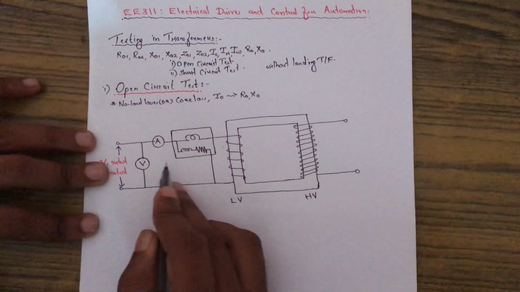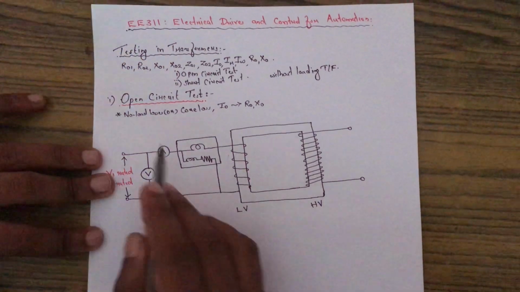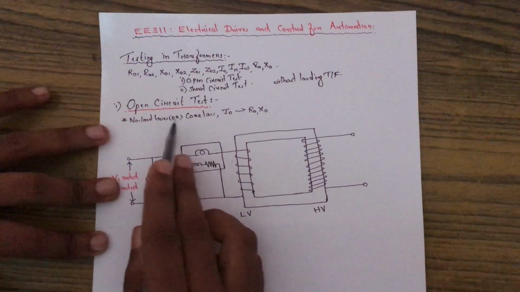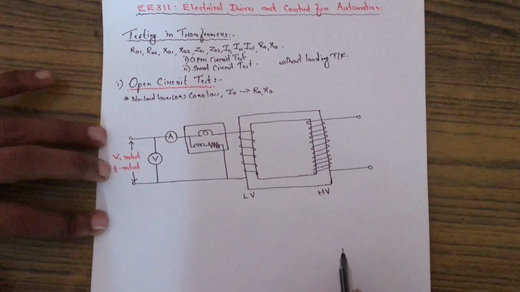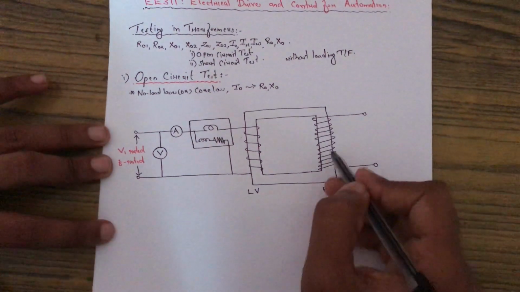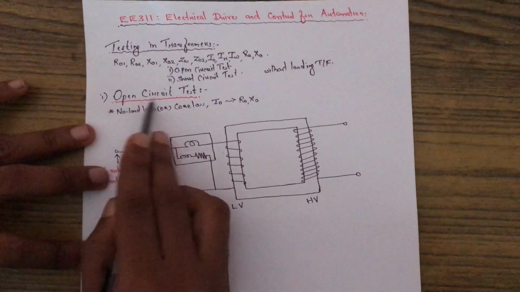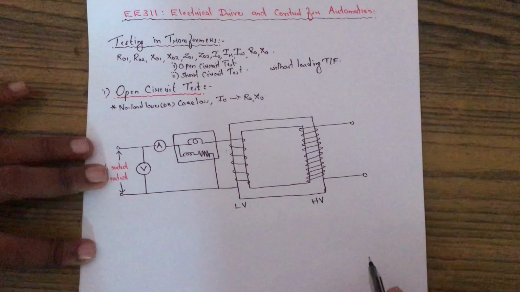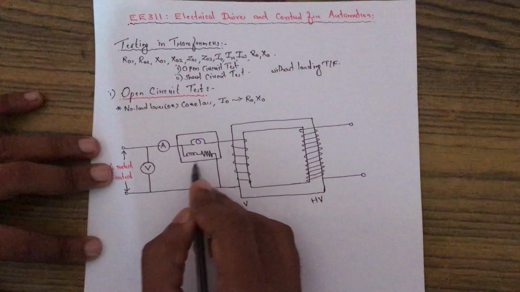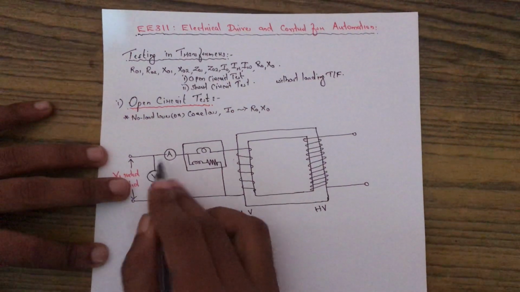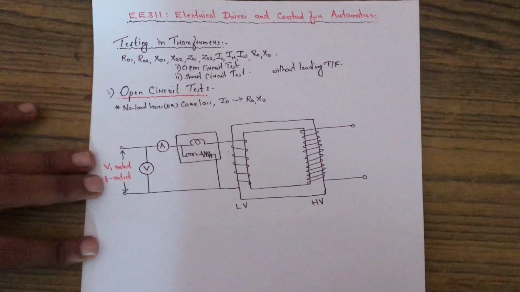Okay, so one winding of the transformer is sufficient to conduct this test. The main objective is to find the core loss and the no load components of the transformer. The high voltage winding is kept open, therefore I am calling this test the open circuit test. No load is connected across the secondary, and I am preferring the low voltage side, and only here I am connecting the measuring components, in the low voltage side.